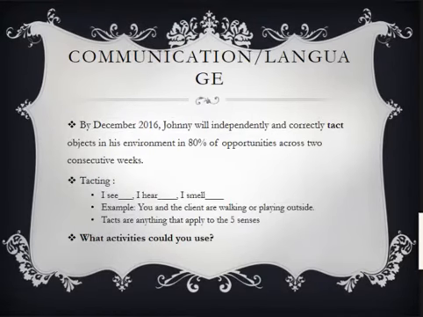I spy. Okay. What else? Reading a book together. Yeah, reading a book. And that's one of the more popular activities for tacting, reading a book. Okay.